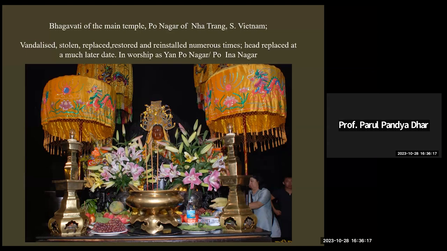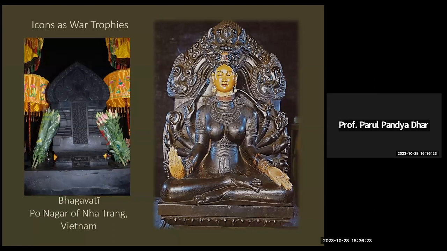Po Nagar is the present-day Vietnamized name of a region in ancient Kautara, one of the five divisions of Champa, ancient Champa, that we find in the Sanskritic inscriptions. So I just want you to briefly listen to the very, very dramatic story of this goddess. As you can see clearly, the hands and the face are later additions to a stone sculpture from an earlier period.